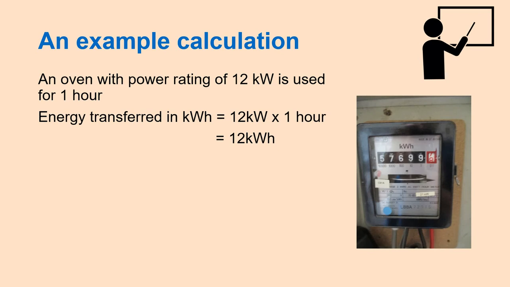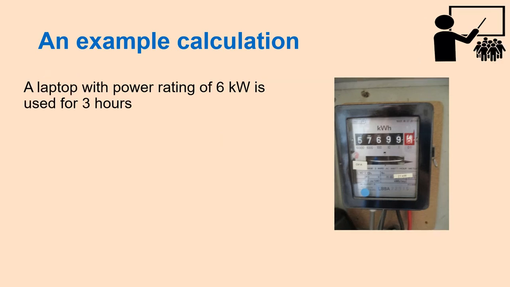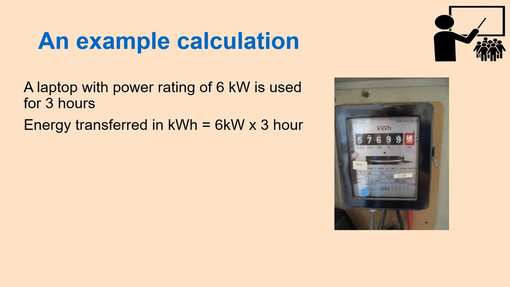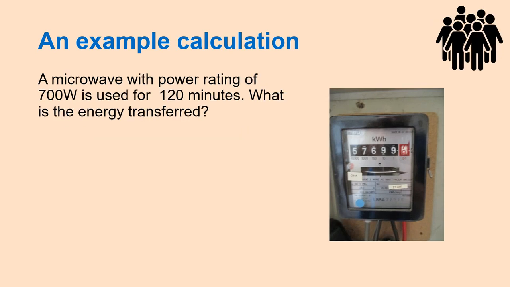Now pick up your pens and we're going to go through the next one together. So, there is a laptop with a power rating of 6 kilowatts and it is used for 3 hours. So our equation is energy equals power times time. So our power is 6 kilowatts and our time is 3 hours. So energy equals 6 kilowatts times 3 hours, and that equals 18 kilowatt hours. Okay, now try the next one on your own.